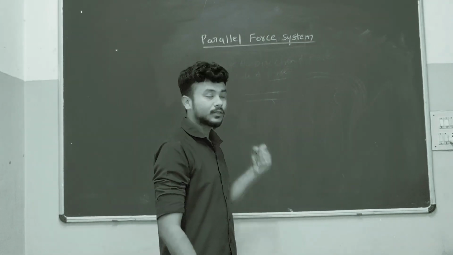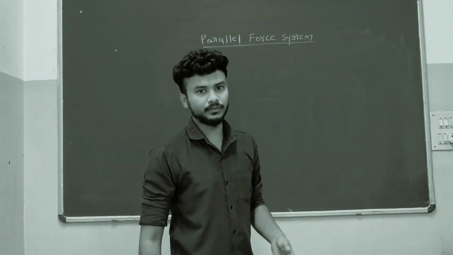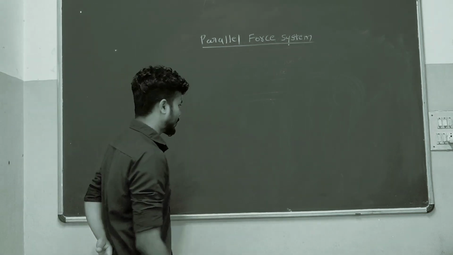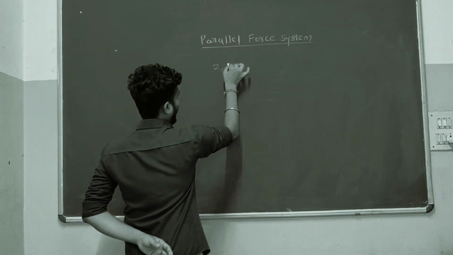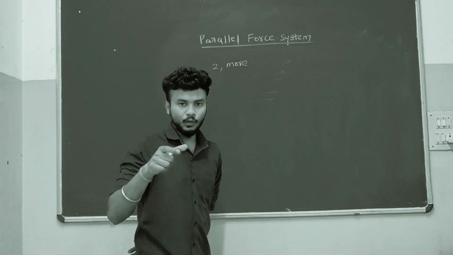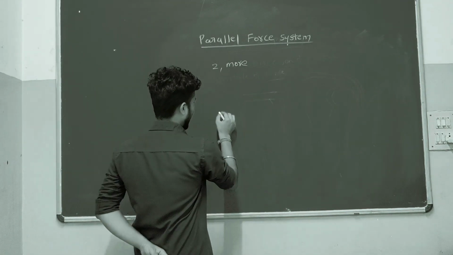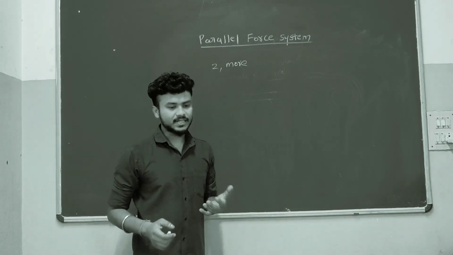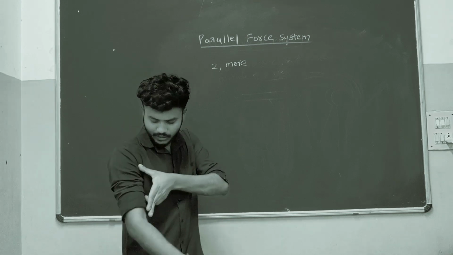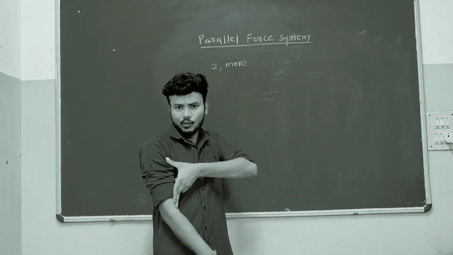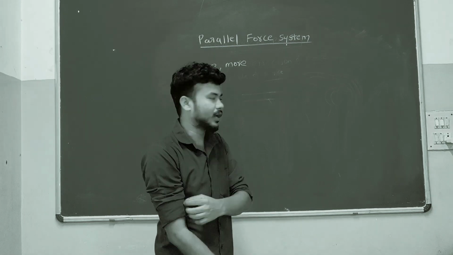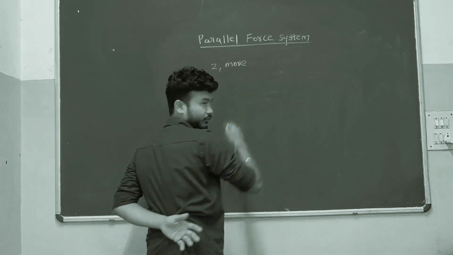So now this is the topic parallel force system. What does parallel force system mean? Suppose two or more forces are acting on one lever. A lever is nothing but a rigid object, like one rod or bone. Suppose the humerus, it is like one lever. The bone is acting as one lever, one object.